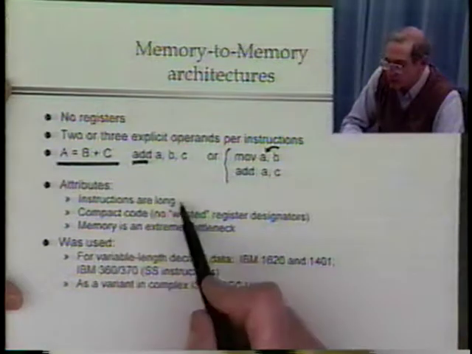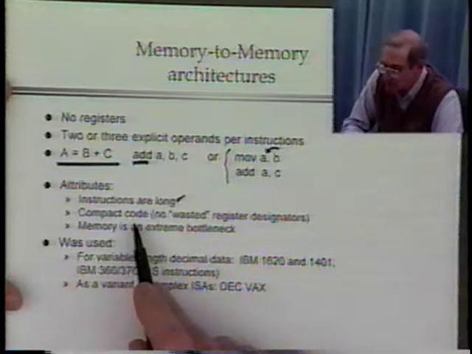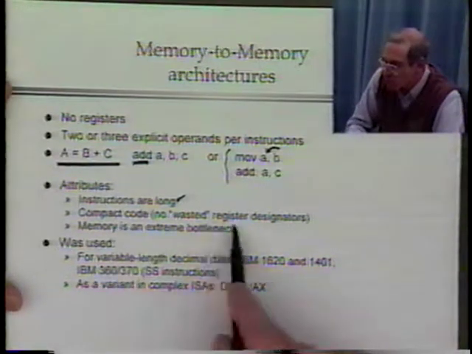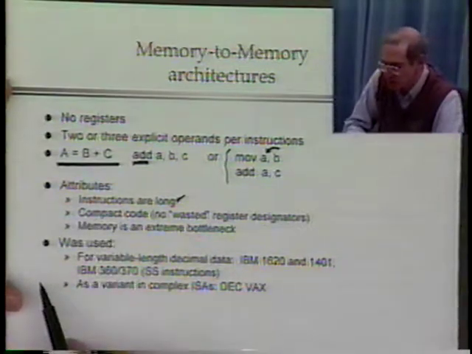So what are the attributes of this? Well, the instructions are very long, but on the other hand, the code is very compact because there's no waste for things that really don't have any correspondence with the source language program after all.